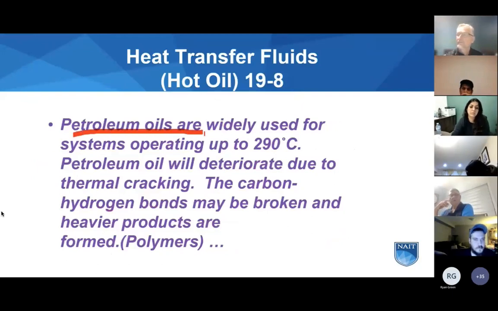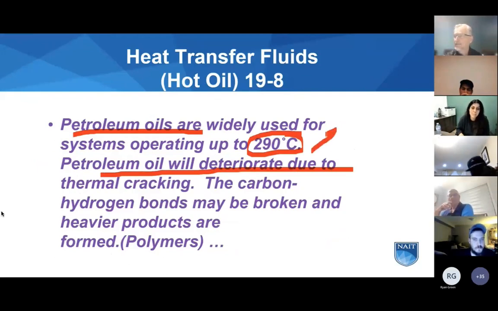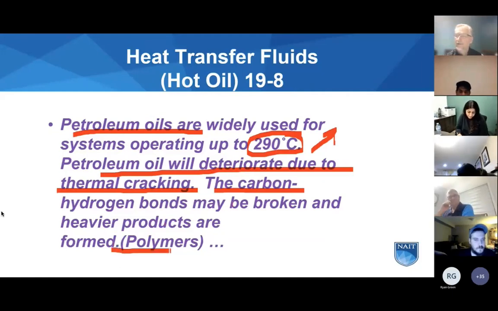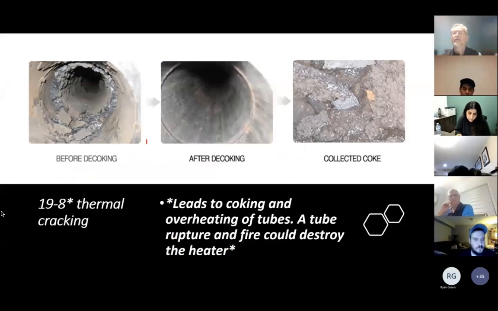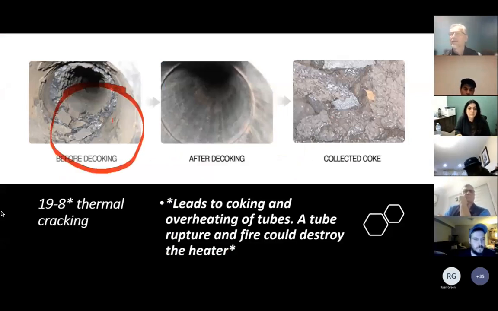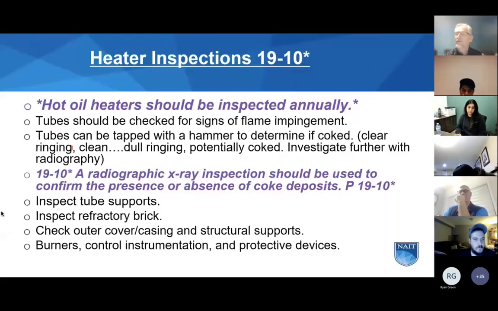What kind of fluids do we use? Petroleum oils. They're good up to very high temperatures, but this oil will deteriorate if we exceed this. If we run them too hard, run them too hot, the molecules of the oil will actually crack or modify and create some byproducts called polymers, and they can look like this. And we start to plug up the tubes. We're going to have less heat transfer. We're going to have hot spots. We're going to have all kinds of problems.